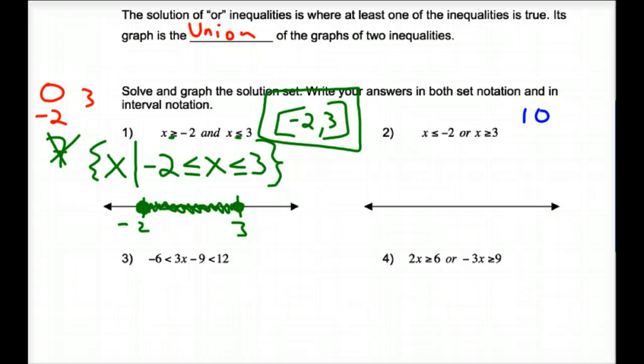So, 10, yes or no? Yes, because it's greater than 3. Also, if it's an and problem, both of them have to work out. But if it's an or, only number one. If you can remember that, you're a genius, Olson. Seriously. That was well said.